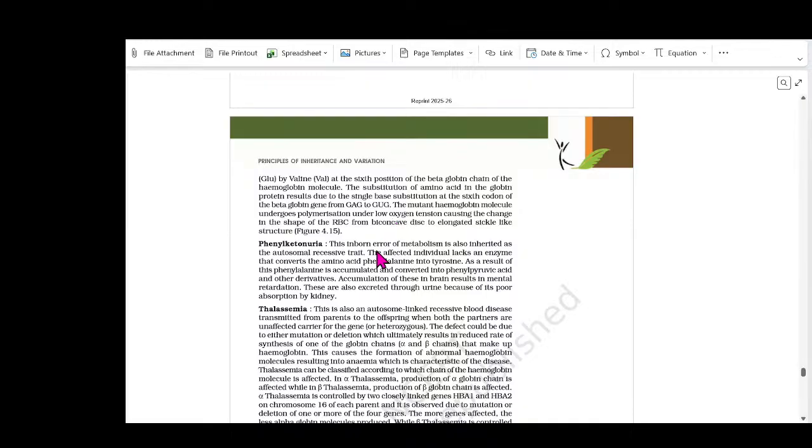Phenylketonuria. This inborn error of metabolism is also inherited as an autosomal recessive trait. The affected individual lacks an enzyme that converts the amino acid phenylalanine into tyrosine. As a result, phenylalanine is accumulated and converted into phenylpyruvic acid and other derivatives. Accumulation of this in the brain results in mental retardation. These are also excreted through the urine because of poor absorption by the kidney.